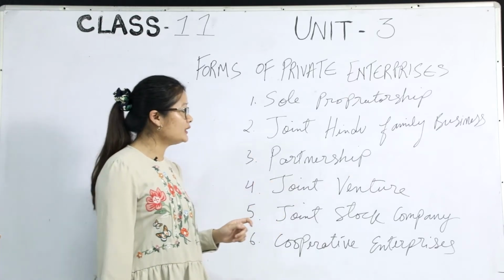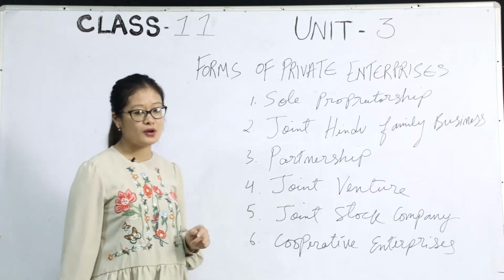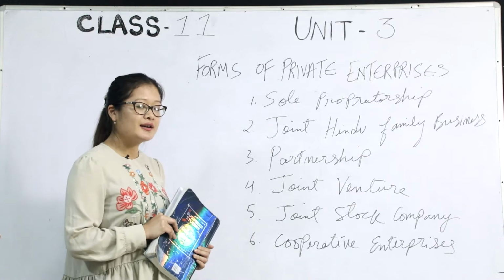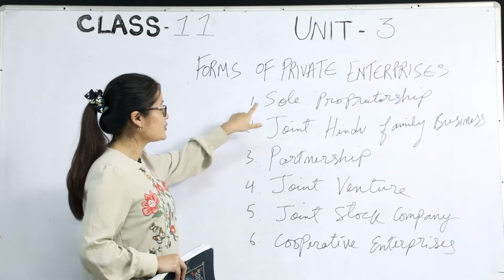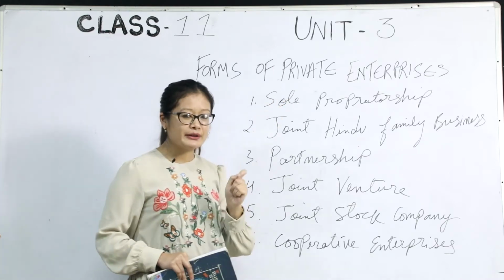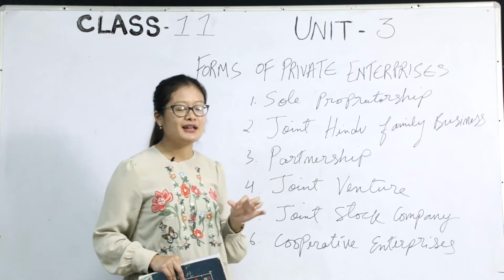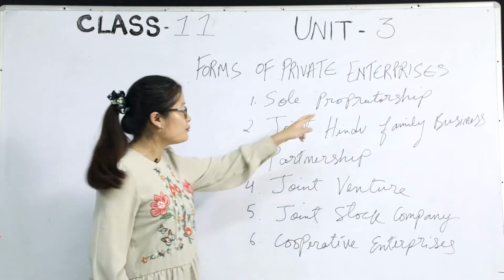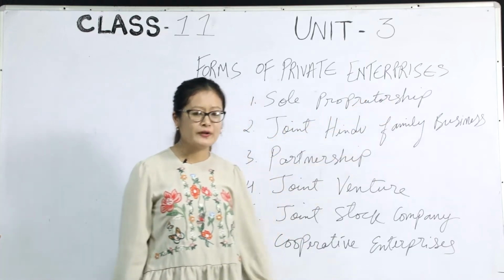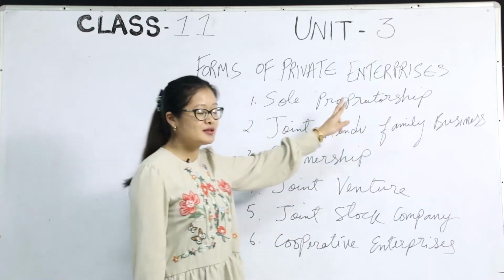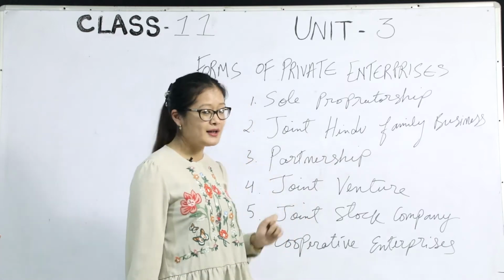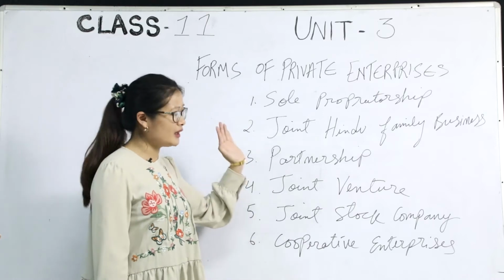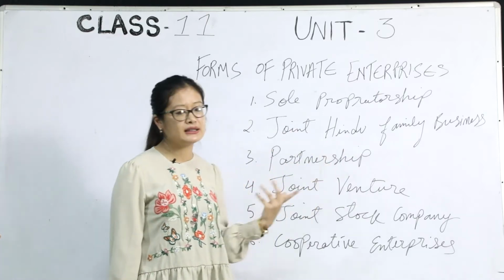Number one is sole proprietorship. Class, when you see the word sole, remember that we are talking about an individual. Sole means individual. Proprietorship means ownership. So when we combine sole proprietorship, we are getting individual ownership or single ownership.